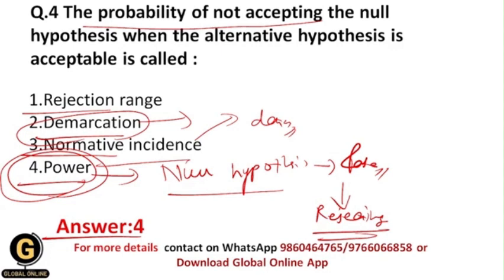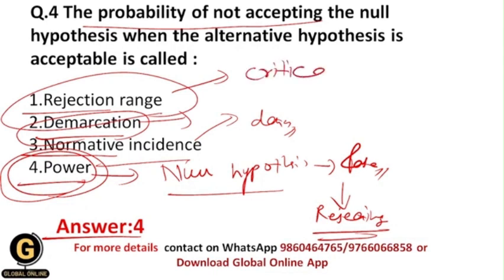And what is rejection range? Rejection range is also called the critical range. This is the region, a set of values for the test statistic for which the null hypothesis is rejected. So it includes the values for which we are going to reject the null hypothesis. But for this question your correct answer should be 4, that is power.